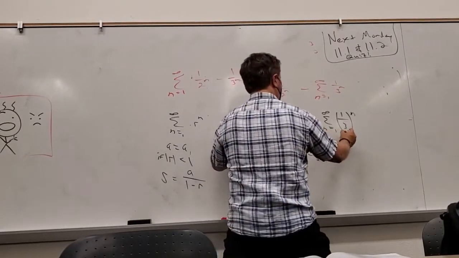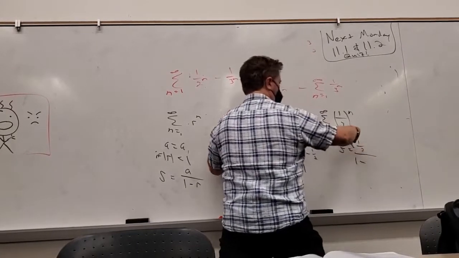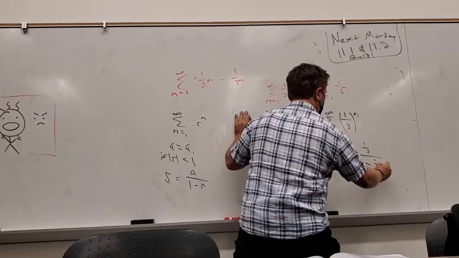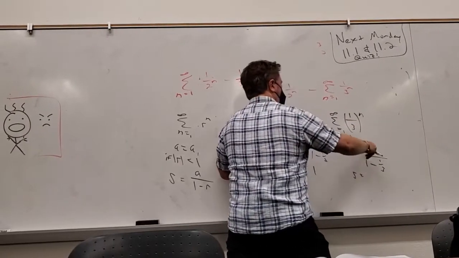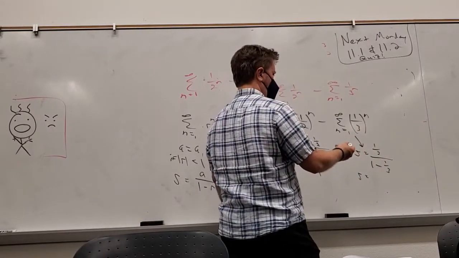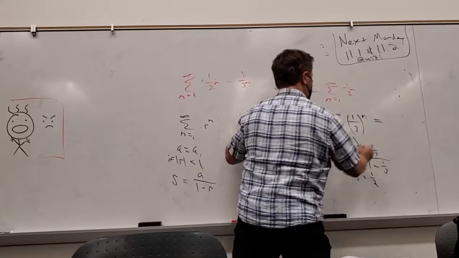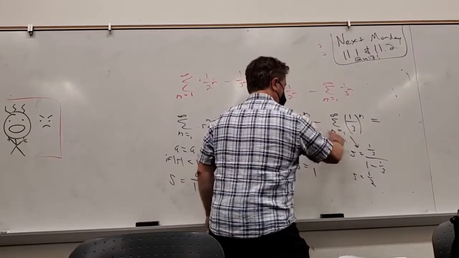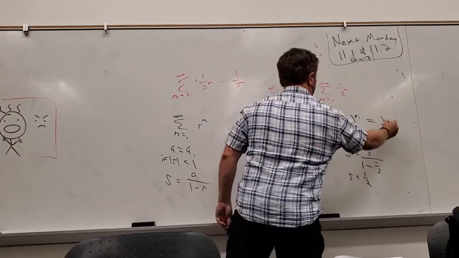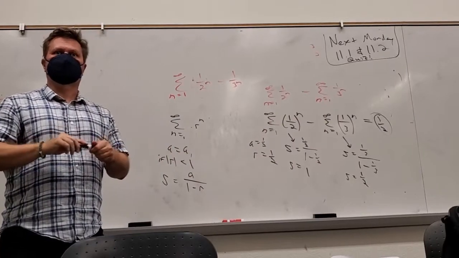And what's this guy's sum? 1/3 over 1 minus 1/3, because the first term is 1/3 and the multiple is 1/3, right? So that's 1 over 3 minus 1, so 1/2, right? So then what's this? 1 minus 1/2. Bam!